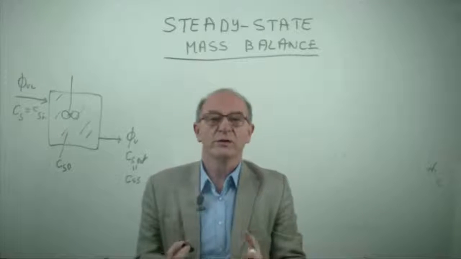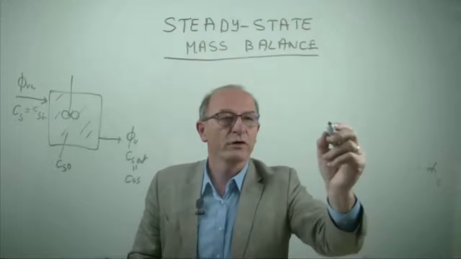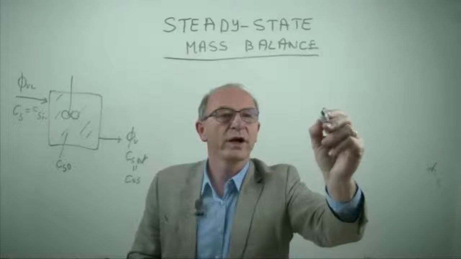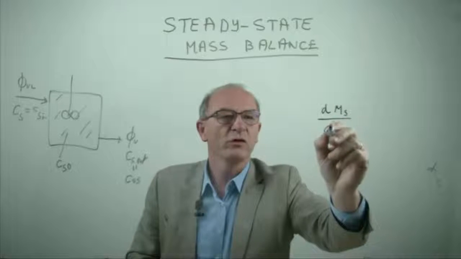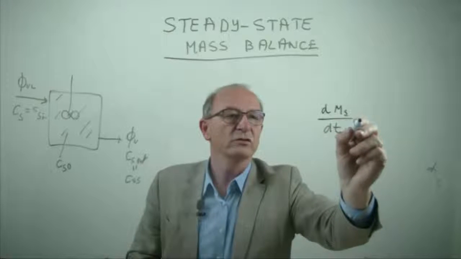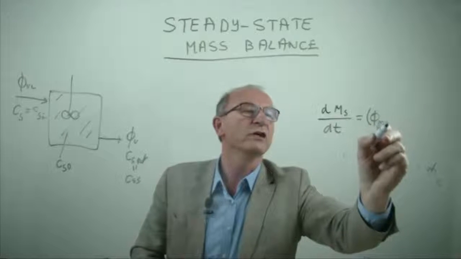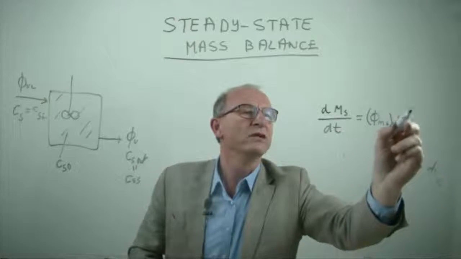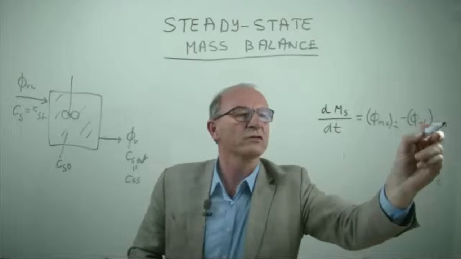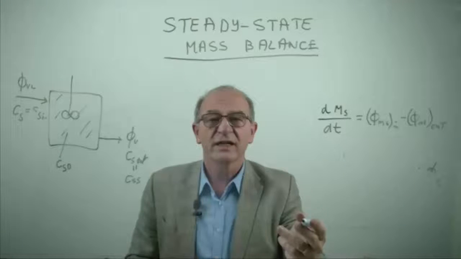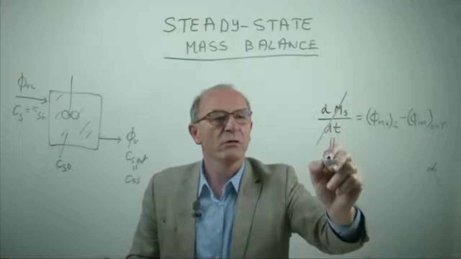How can we solve this problem? The basic idea is to set up a mass balance over the salt. So let's write down the mass balance of the salt. That's the amount of salt which is changing in the vessel is equal to the amount which enters the vessel minus the amount which leaves the vessel. But this is a steady state problem, so this term is equal to 0.